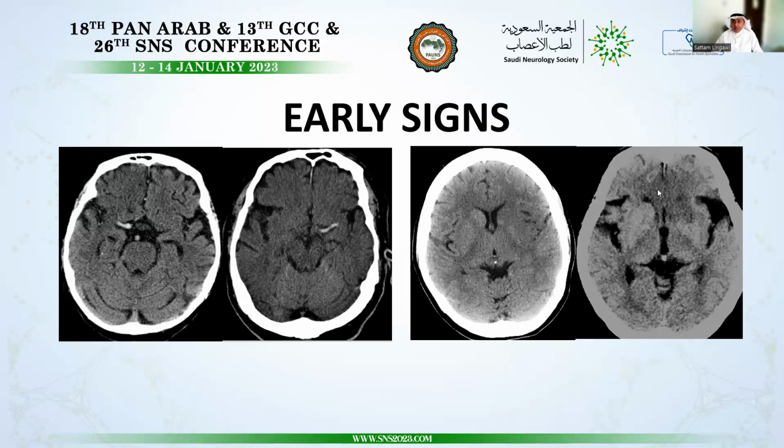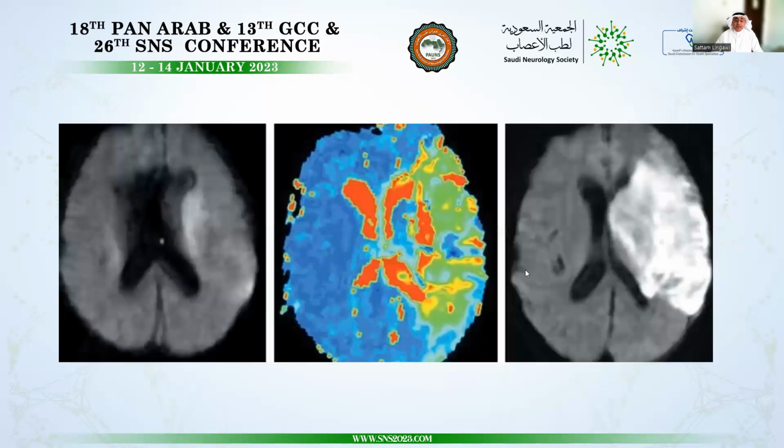Later on, this will become more obvious and extend into the deep white matter. Now, if you don't have a classic appearance or you don't see this on CT scan, you may resort to doing diffusion images and then perfusion images and looking for a mismatch. In this case, there's no strong mismatch. Actually, the perfusion defect matches the diffusion defect, which tells you that this is dead tissue.